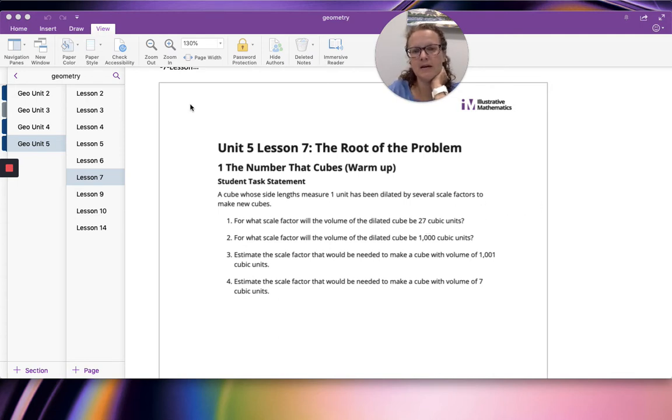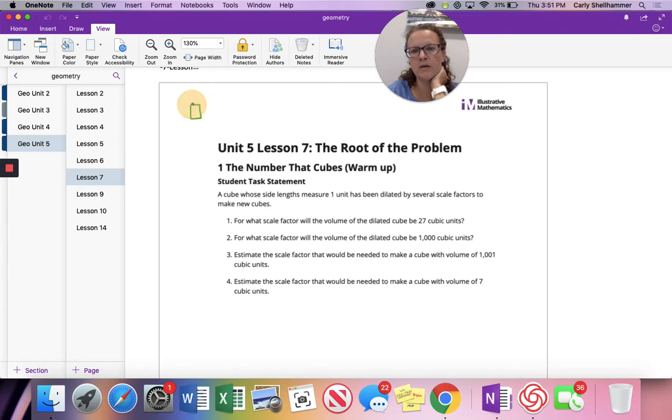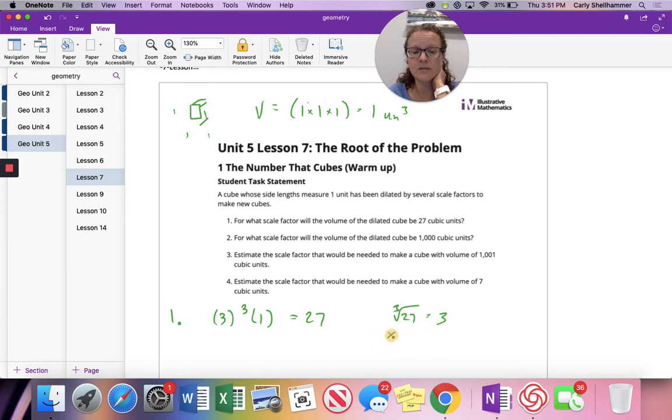So we're taking a cube, it's a 1 by 1 by 1 cube, so the volume is 1 unit cubed. Now, for number 1, we have our scale factor cubed times our original volume, and that's 27. So what cubed equals 27? It's 3, because the cube root of 27 equals 3, or something times something times something, and the only thing that fits in there is 3.